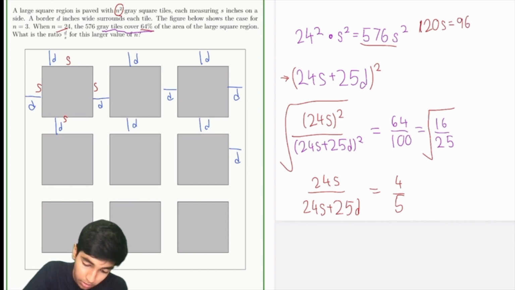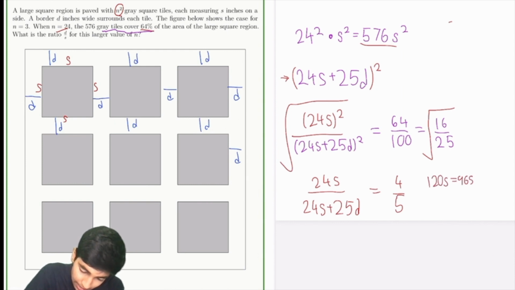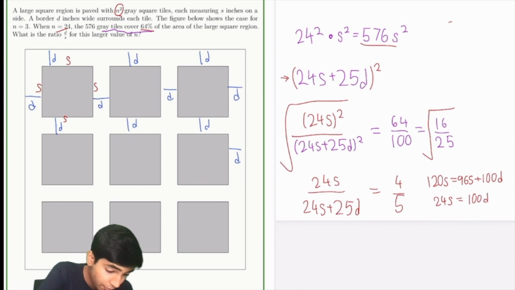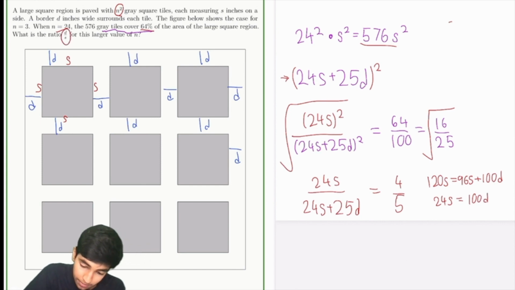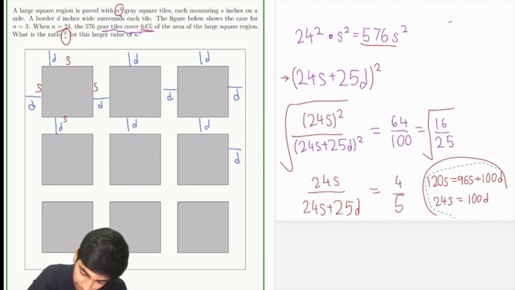Now we just cross multiply, right? 120s equal to 96s plus 100d. 24s, that means that 24s equal to 100d. But we're asking for the ratio of d to s. So that means that we've got d. Let's move all this stuff up. Oops. So let's move it up so we get some more space.